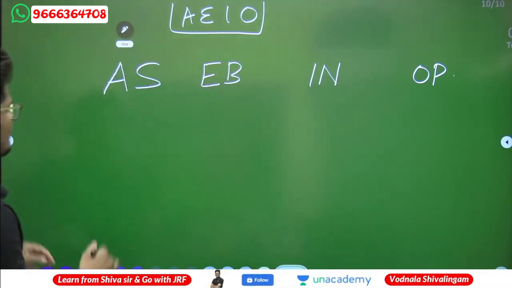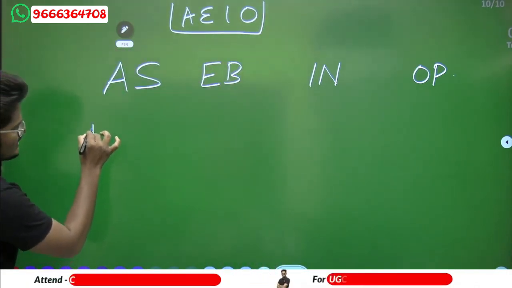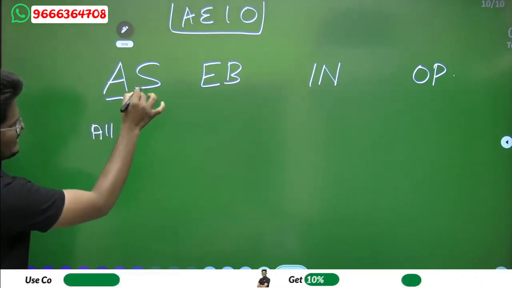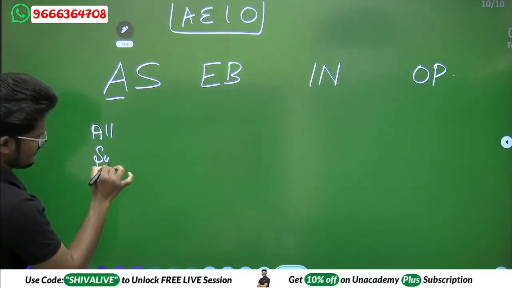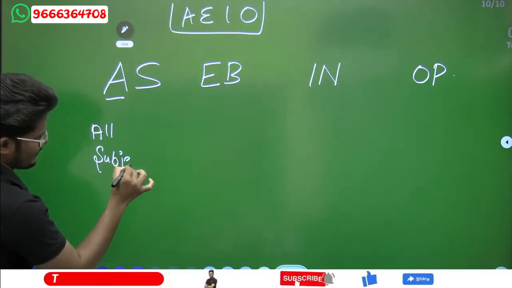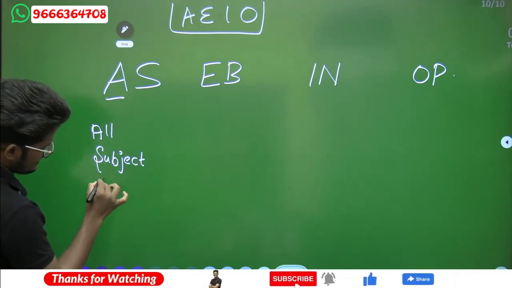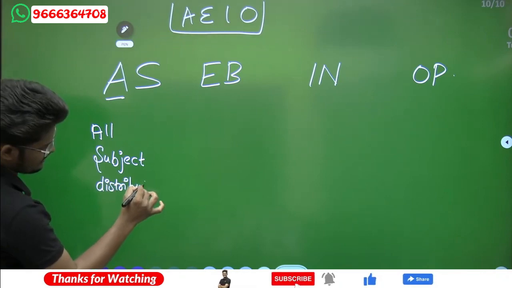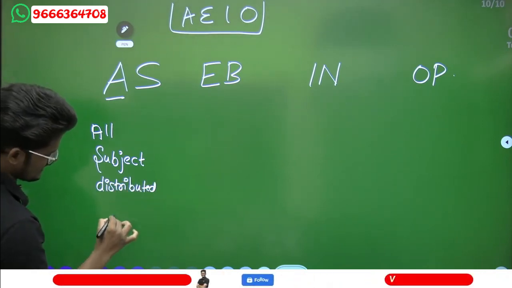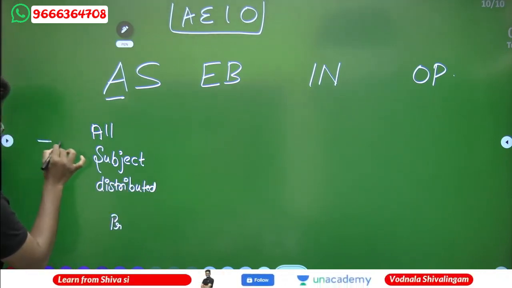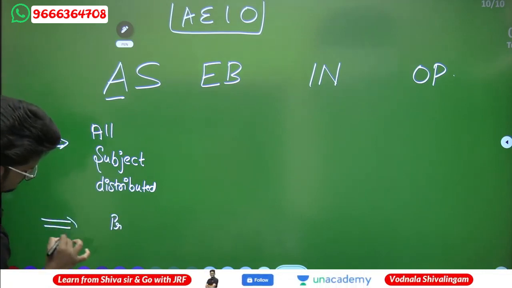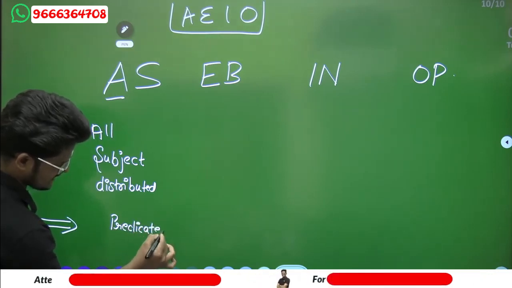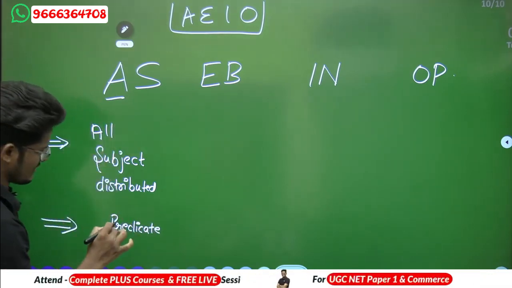For that, there is this simple trick. In all statements, the subject will always get distributed. Subject distributed means the predicate is undistributed. What distributed and undistributed mean, we can discuss separately if you don't know.